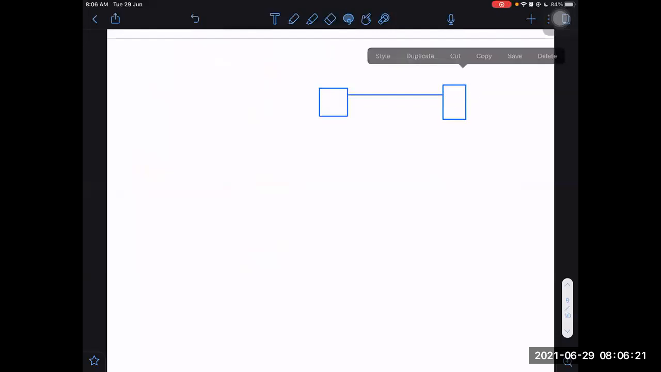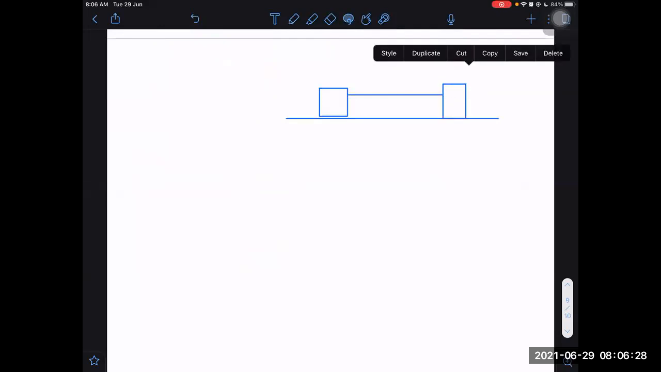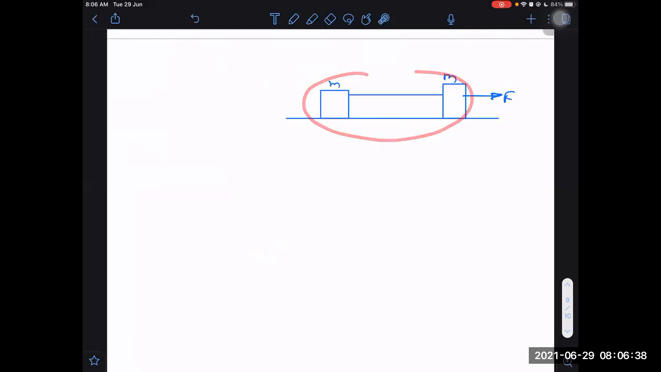If I say one thing, the string does not do any work. Is it right or not? String does not do any work, but I am applying force F on it, and this is mass M and this is mass M. These both masses will gain kinetic energy, and it appears that the string is also doing work here. It appears string tension is doing work, like maybe T into some displacement S.